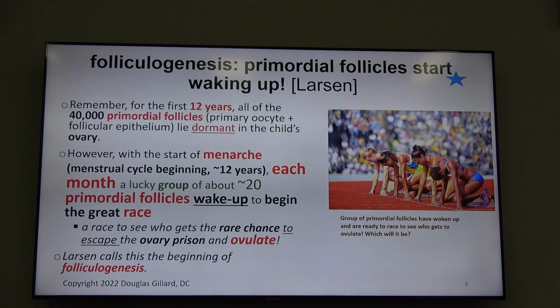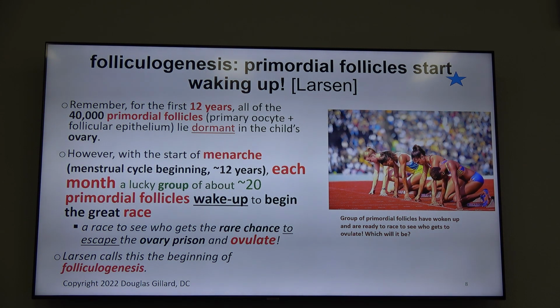All right, so here's the great race. The great race is called folliculogenesis. So if you want to ovulate and get out of the ovary prison, you have to ovulate to break out of there. And so to do that, you have to go through a process called folliculogenesis. And that's where the primordial follicle, they wake up and they race. So it happens at about the age of 12, again, when menarche starts.